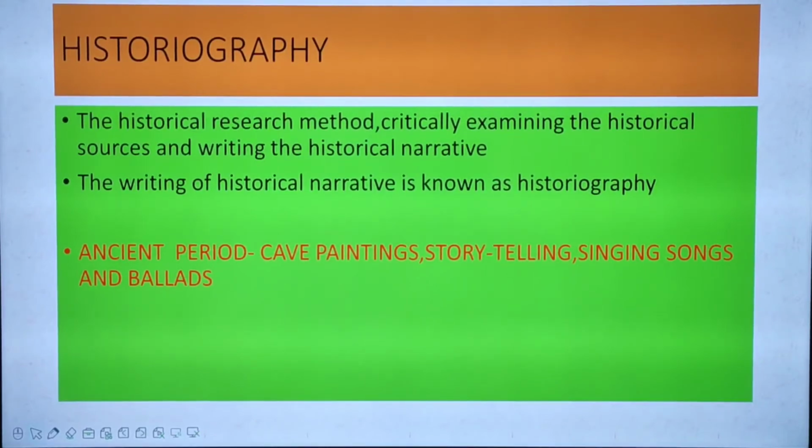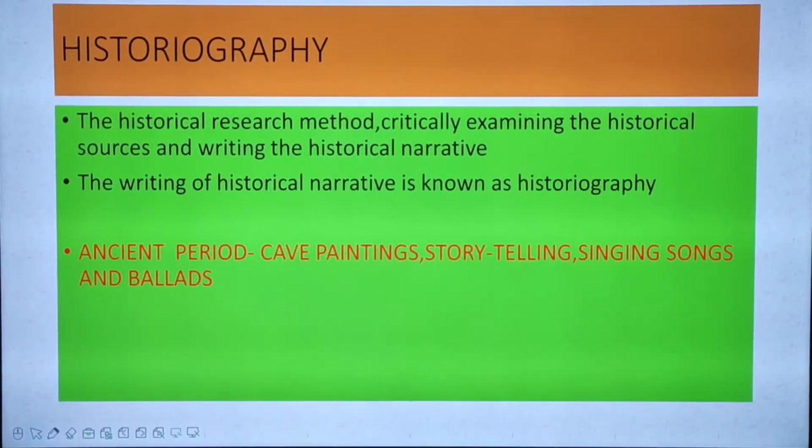Now with this method, you don't always give the good aspect. When you are reciting a story in the form of a narrative, you take the positive and the negative aspects of the person. So the definition which I put across is the historical research method, critically examining the historical sources. I examine it, and then I write it in the form of a story. That's called historiography. Again, historiography can be divided into three parts.